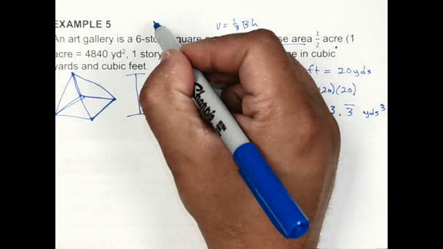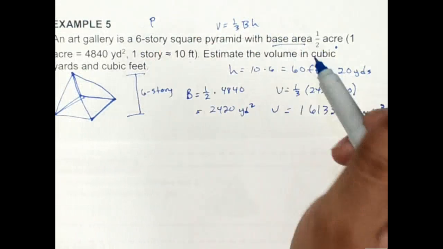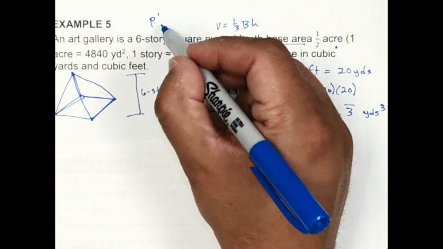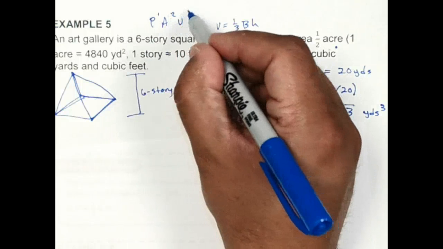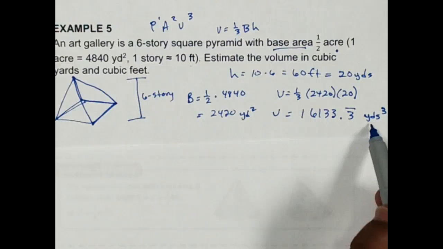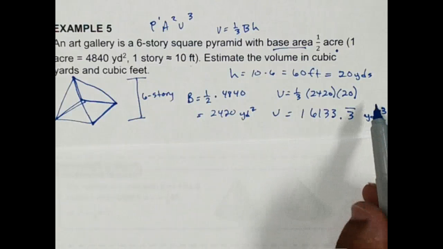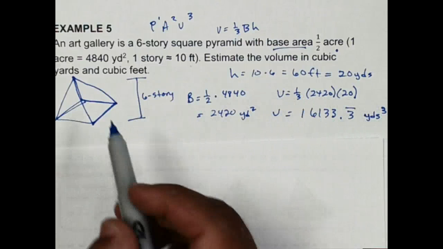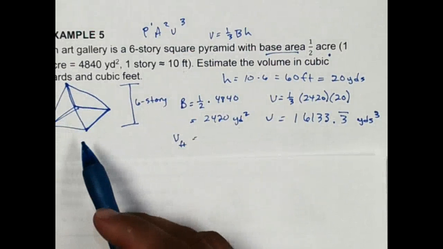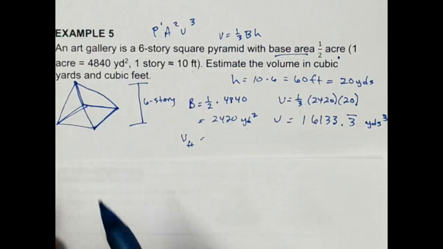Now, remember that we want to change this into feet. So remember that perimeter is to the first power, area is squared, and volume is cubed. Since this is in yards and I want to get it in feet, I would take each dimension, the length, the width, and the height, and multiply each dimension by 3.